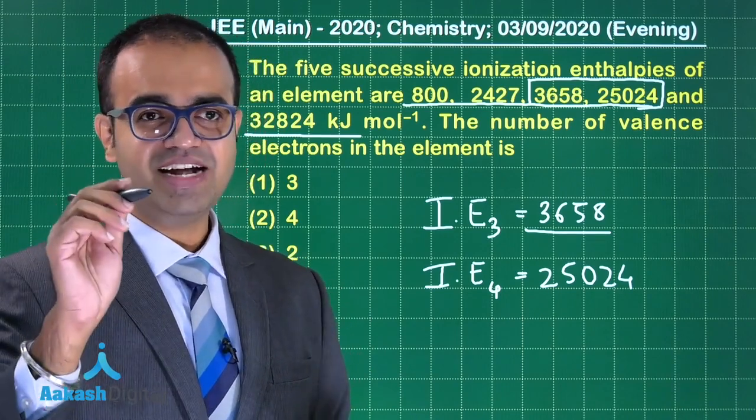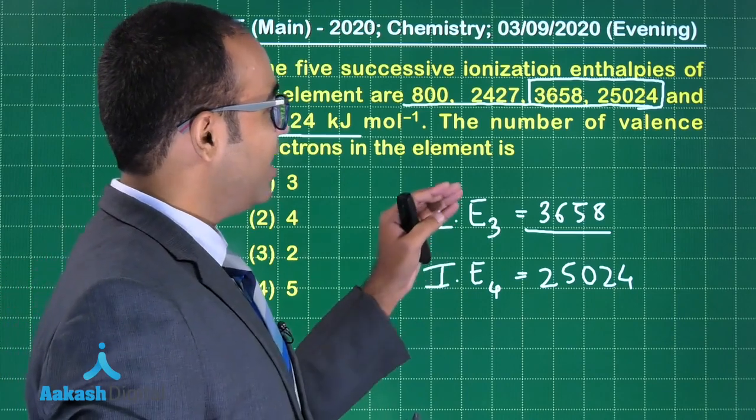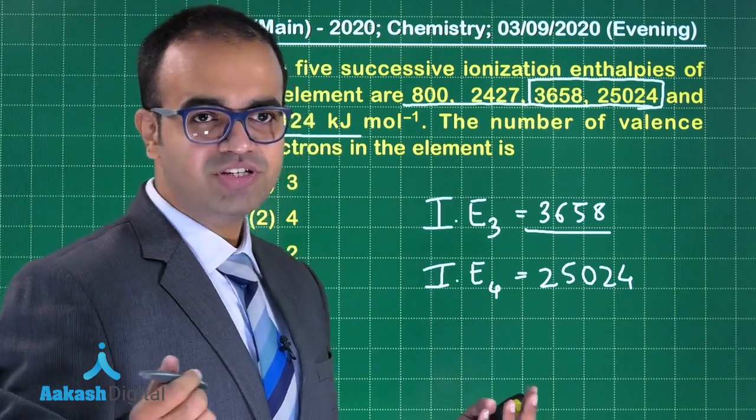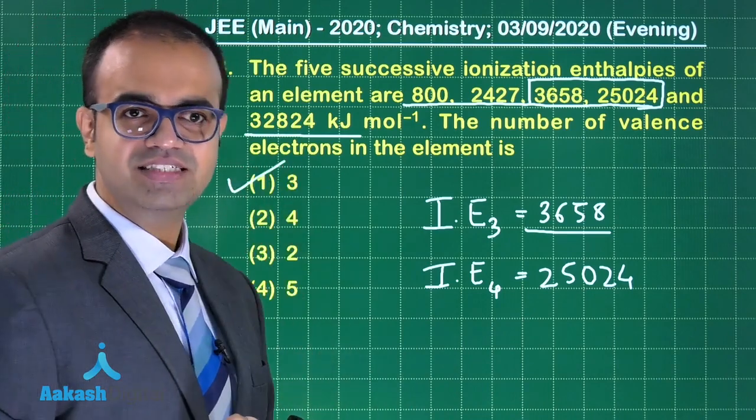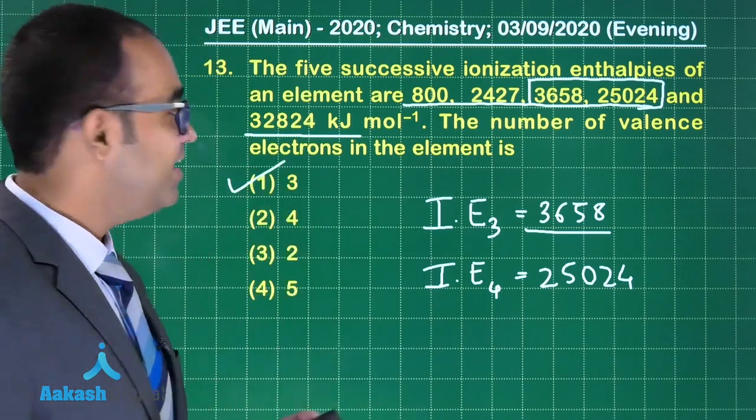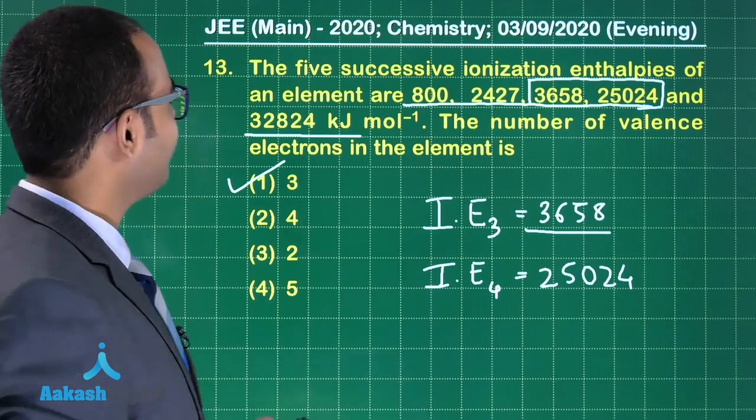Yes, are you understanding, guys? So how many electrons are there in the outermost shell? 3. So our answer is what? Option 1. That is, answer is 3, guys. Okay, let us solve the next question.